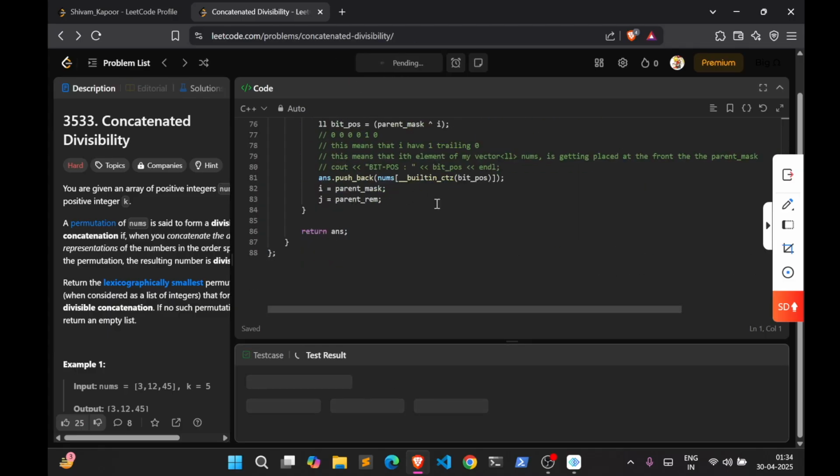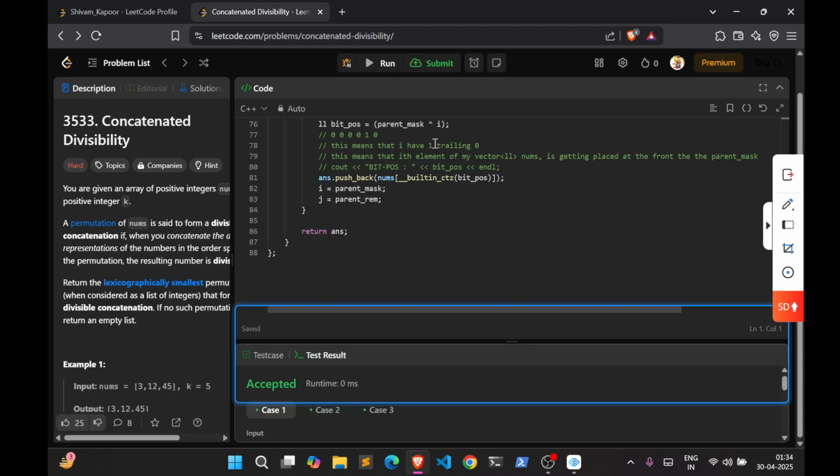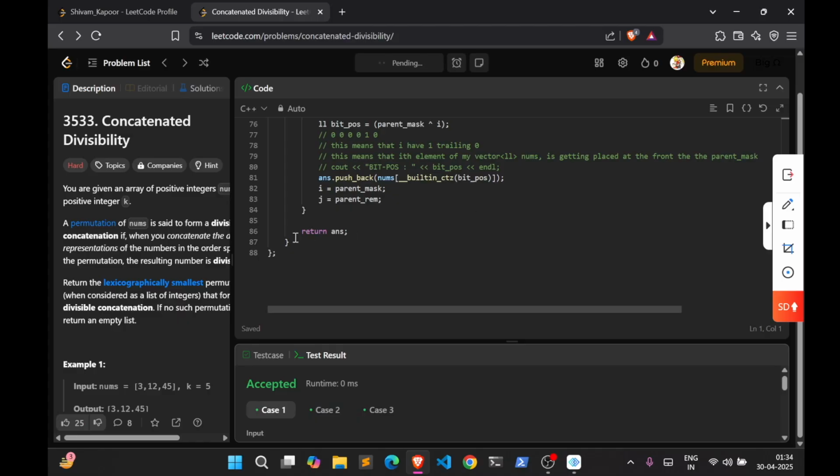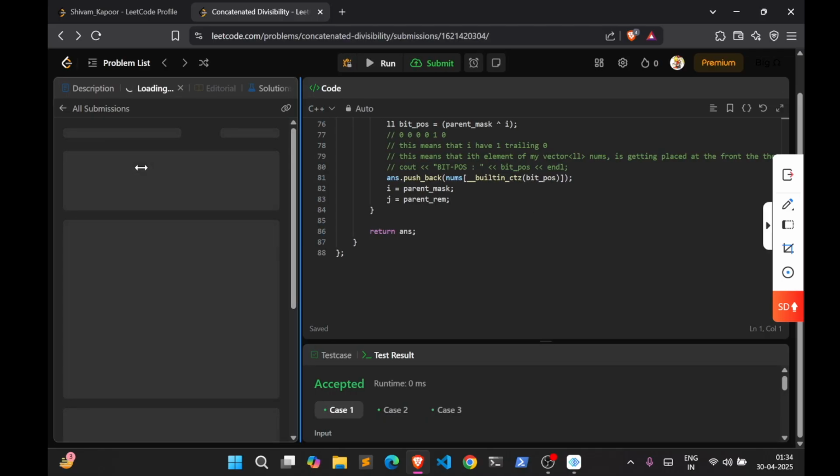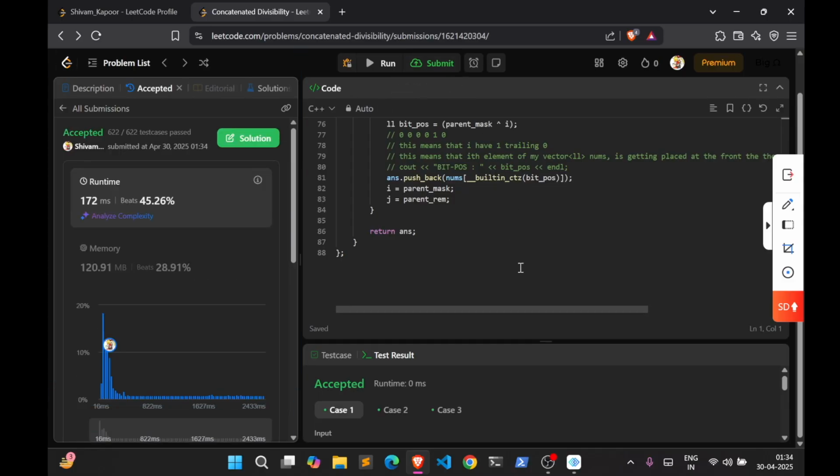So let us run it once. It is getting run on my sample test cases, and yeah, this is getting accepted. So yeah, bingo, we have solved this question, and all the best.